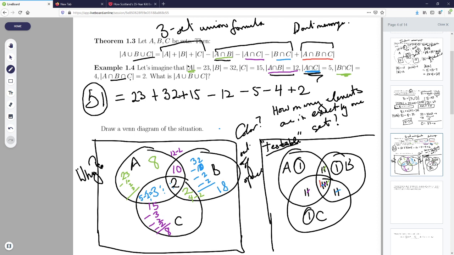But given this Venn diagram, you see that there's 8 things that are in A but aren't in any of the intersections, 18 things in B that aren't in any of the intersections, and 8 things in C that aren't in any of the intersections. So the answer is just 8 plus 18.